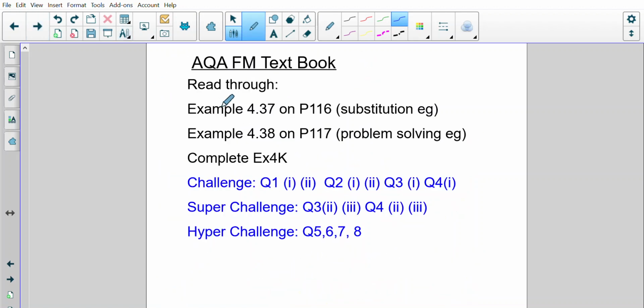So what I'd actually like you to do, I'd like you to go to the PDF, which is a copy of the AQA Further Maths textbook, and I want you just to have a look at, a read through example 4.37, which is on page 116. So that's the second example on the document. The first example on the document is actually the one we've just been through. So look at the second example, that's a substitution example, see how they're doing that. And then I also want you to have a look at example 4.38, which is an example of problem solving with simultaneous equations in 3 unknowns. And then I want you to have a go at exercise 4K.